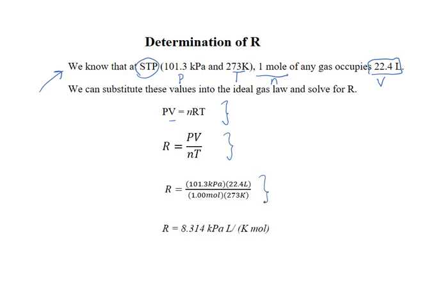If we sub into that relationship using the values from above and solve, we will be left with 8.314 kilopascals times liters over Kelvin moles. And so this is our value of our gas constant. Now, what's important to note is that you'll be using this constant to solve problems, but you generally won't be asked to solve for the R value.